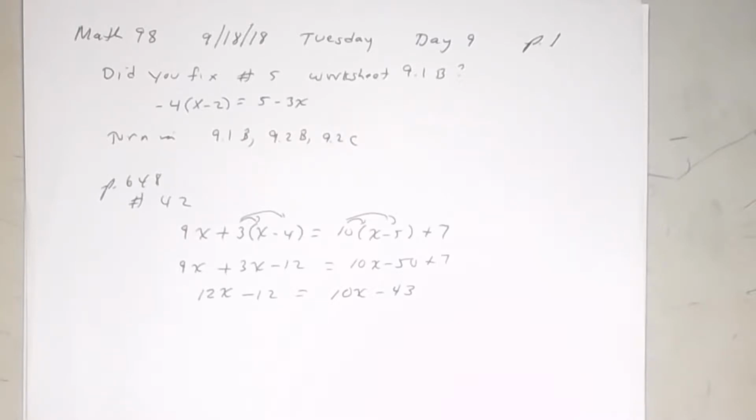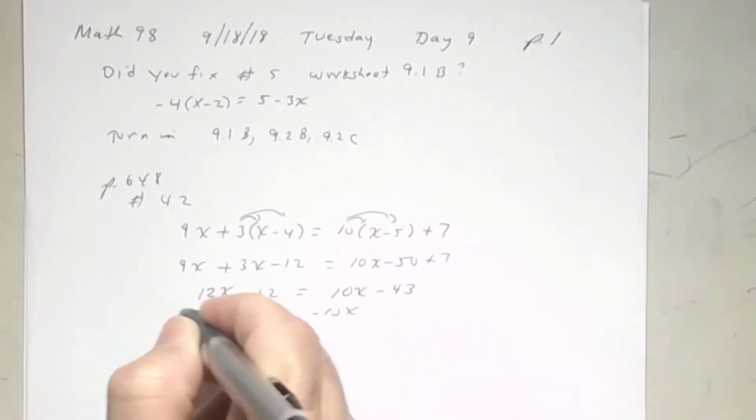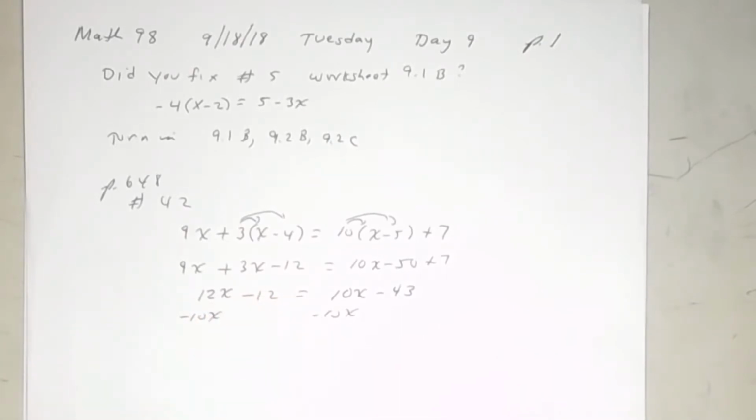Well, let's deal with the variables first. Okay, is adding 10x going to help? No, you're going to have to subtract 10x. Adding 10x is not going to help because 10x plus 10x is 20x. So you want to subtract 10x from both sides. And this is how it needs to look. So you're going to line your like terms. And now what's the next step?